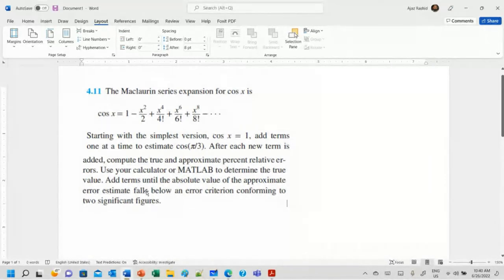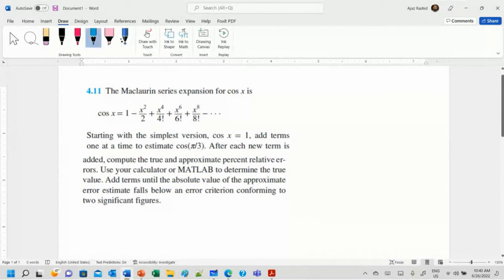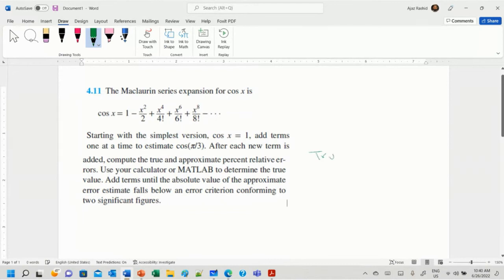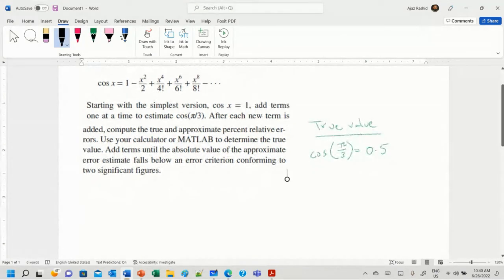So we can first find the true value of cosine pi by 3. Please, when you are working with your calculators, make sure you work with radians when dealing with these numbers. So the answer that I get for cosine pi by 3 is 0.5. So that's the true value. Now we start adding terms one at a time.